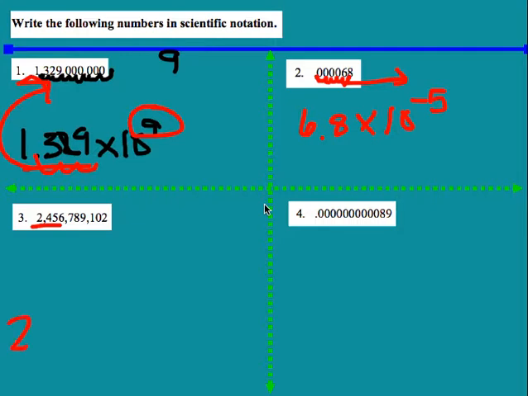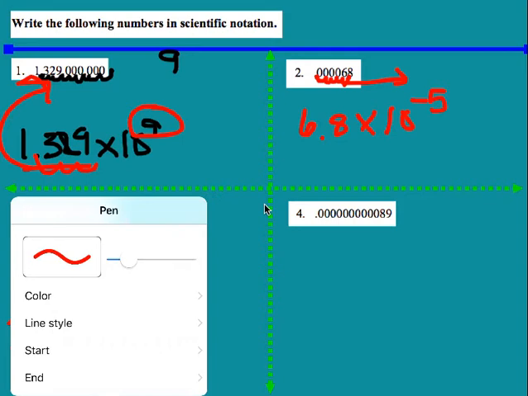So I want to make it 2.4, and I just want the 5. Since the 6 is 5 or greater, I'm going to round my 5 to be a 6. So that's what I'm going to be moving it to. Let me make my line a little bit skinnier here.